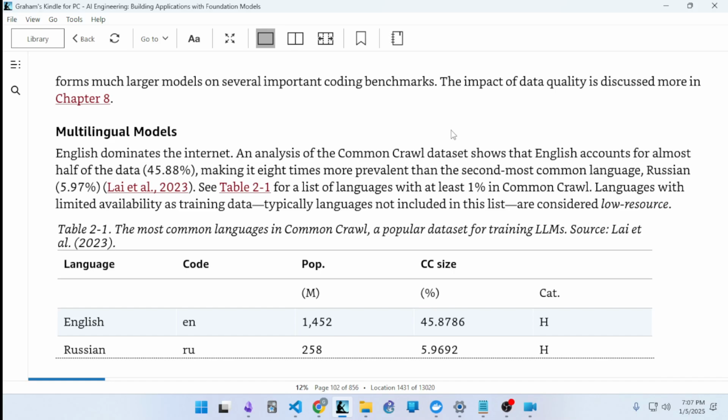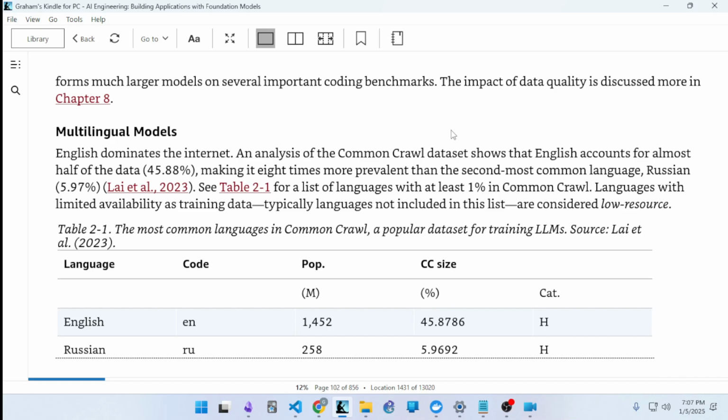English dominates the internet, and analysis of the Common Crawl dataset shows that English accounts for almost half of the data, 45.88%, making it 8 times more prevalent than the second most common language, Russian. Wow, which is only 5.97%. That's crazy. See Table 2-1 for a list of languages with at least 1% in Common Crawl. Languages with limited availability as training data, typically languages not included in this list, are considered low resource languages.